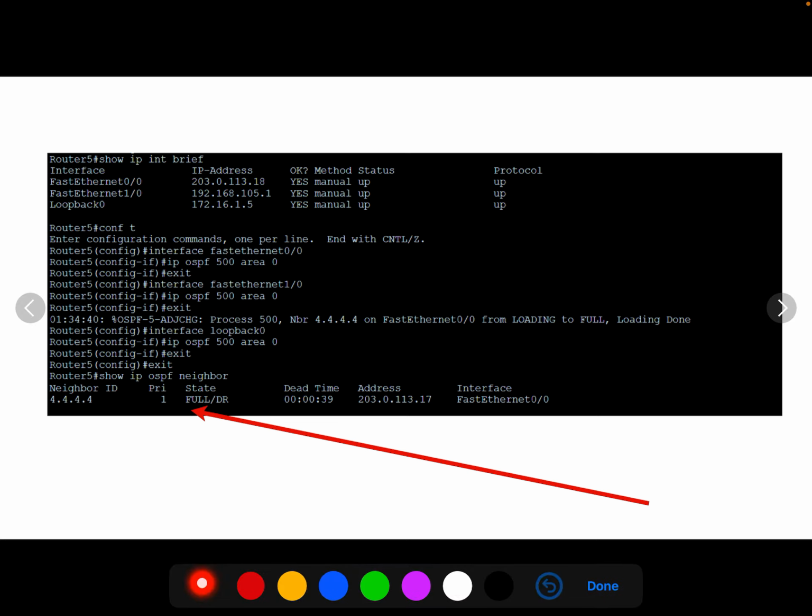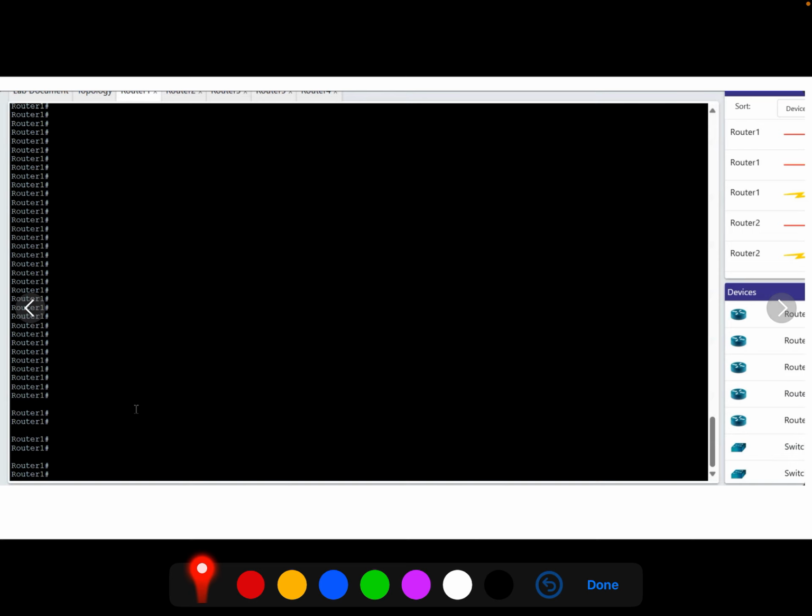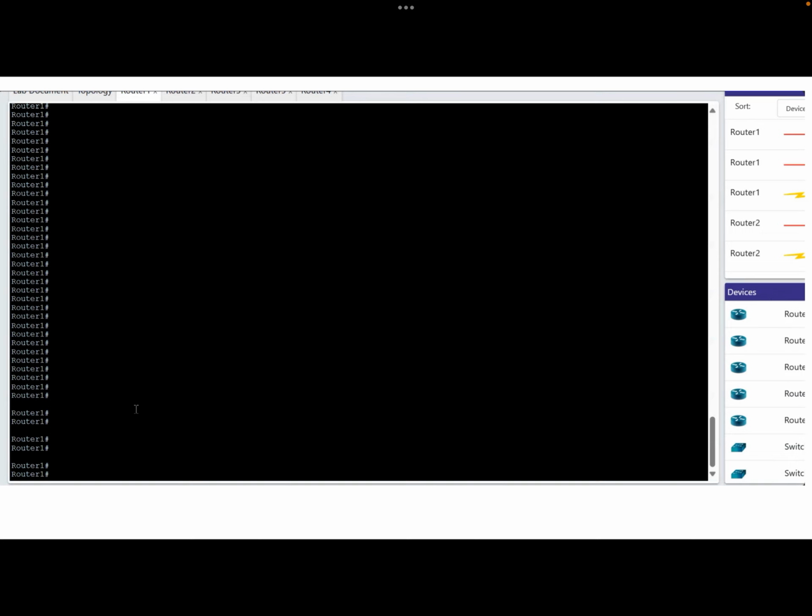Okay, so with router 4 there. Router 1, issue the commands to display the routing table. What OSPF paths now exist in the routing table? Remember in task 1 when we displayed the routing table, and I showed you the OSPF code and how there were no routes with that code, meaning no OSPF routes in the table. Well, let's have a look at the table now and see what's happened.